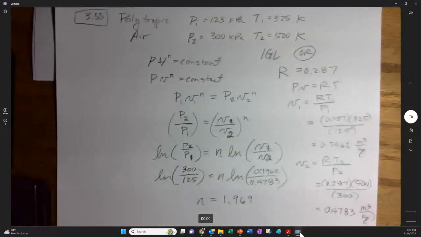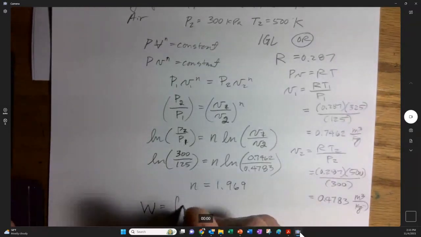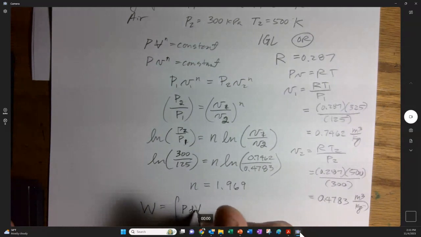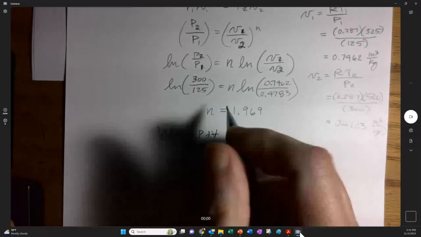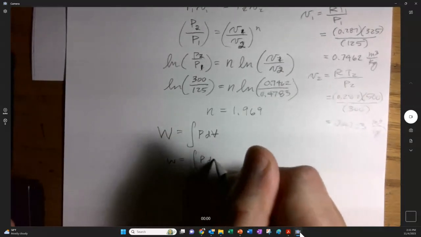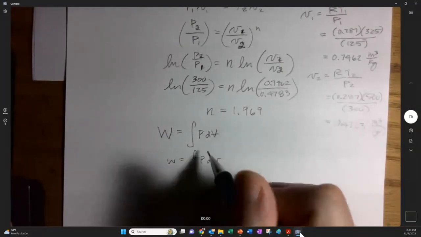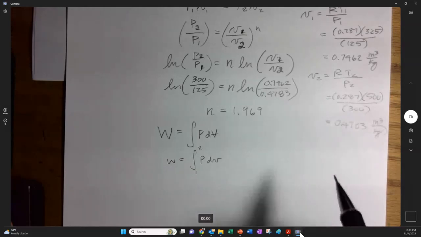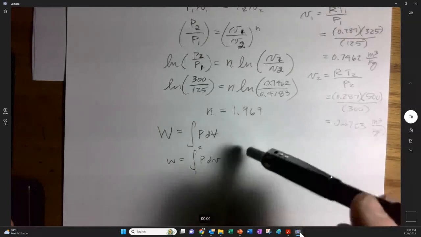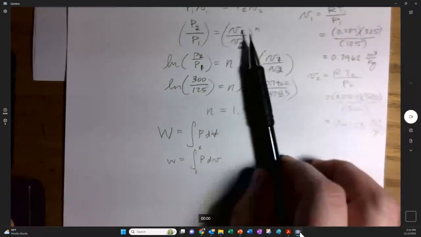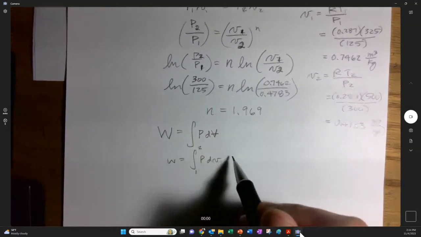And now they want work, though. And so remember that work is going to be equal to the integral of P dV. And therefore, little w is going to be the integral of P dV, like that right there, and that's going to be coming from 1 to 2. But let me think about this. It's going to be equal to a constant. We could find out what that constant is.